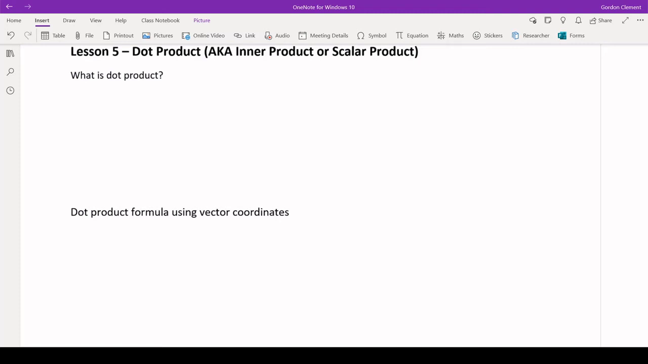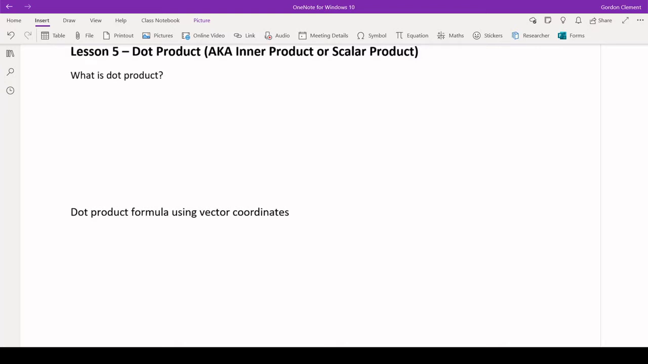All right, so in lesson 5, we're going to look at our next vector operation, which is called the dot product, which has some other names. Sometimes you'll hear inner product, and sometimes you'll hear scalar product. So I'm always going to use dot, but if you're reading online, some websites might use these other words, or some textbooks might use those other terms, but I'm always going to say dot.